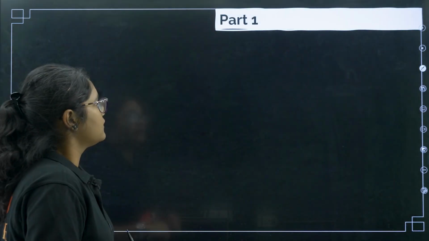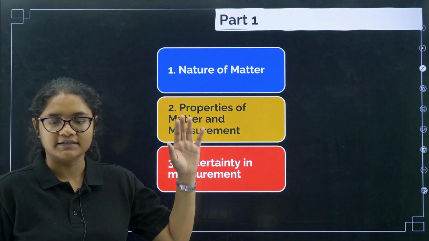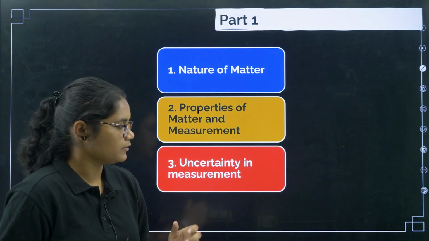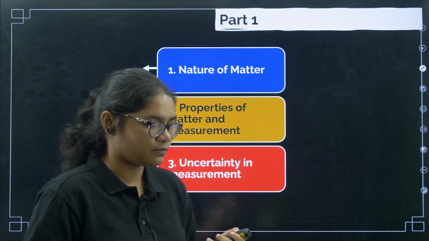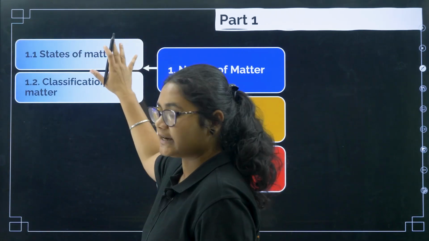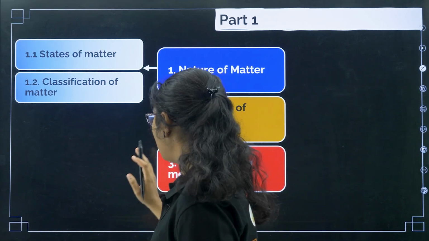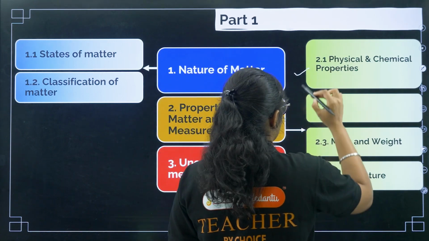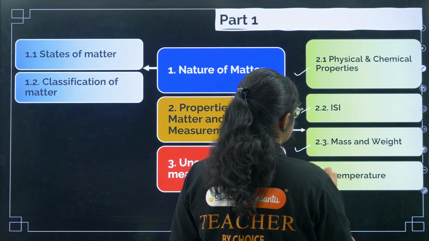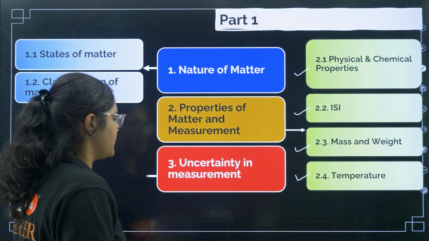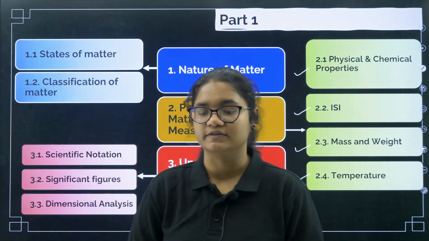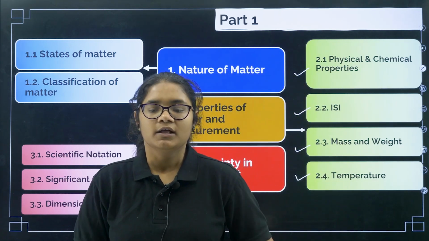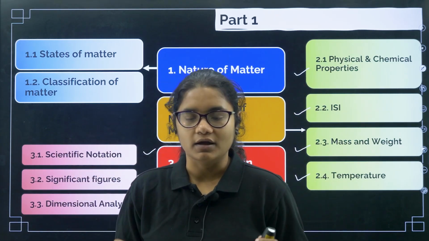Okay, fine. Now today in part 1 we are going to discuss nature of matter, properties of matter and measurement, and uncertainty in the measurement. Now if you see, in the nature of matter, what are we going to study? States of matter and classification of matter. Then in the properties of matter and its measurements, we are going to see physical and chemical properties, international system of units, mass and weight, and temperature. Then in uncertainty in measurements, we are going to see scientific notation, significant figures and dimensional analysis. Okay, so these are the topics that we are going to cover in today's class.